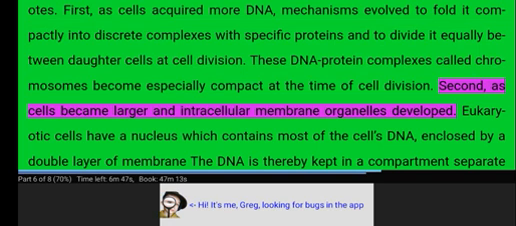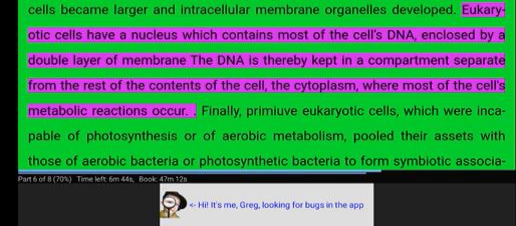Second, as cells became larger, intracellular membrane organelles developed. Eukaryotic cells have a nucleus, which contains most of the cell's DNA. Enclosed by a double layer of membrane, the DNA is thereby kept in a compartment separate from the rest of the contents of the cell, the cytoplasm, where most of the cell's metabolic reactions occur.